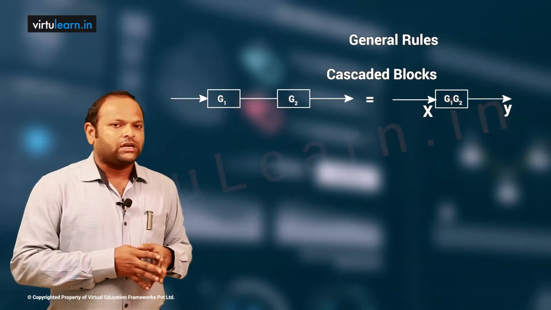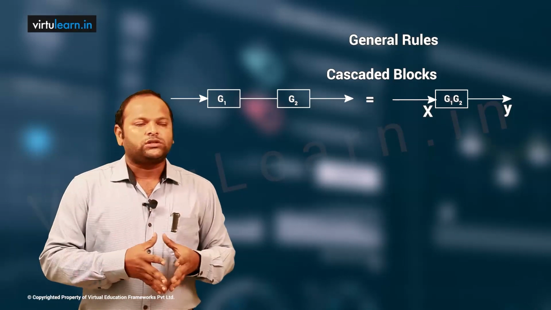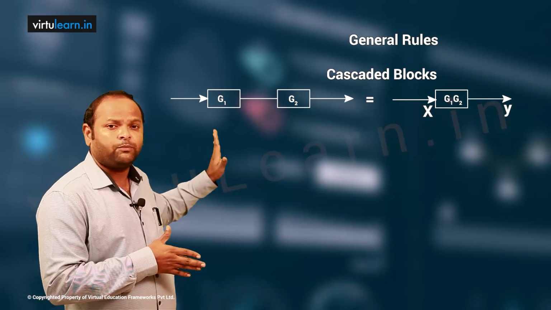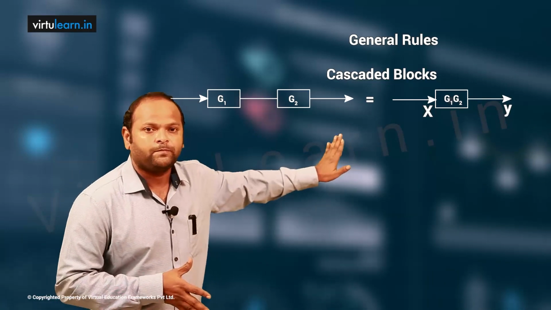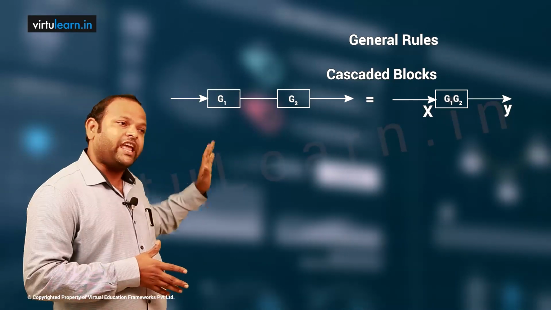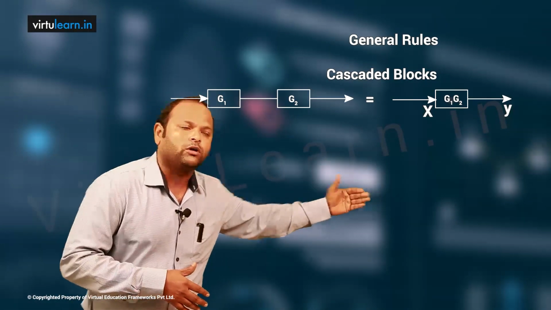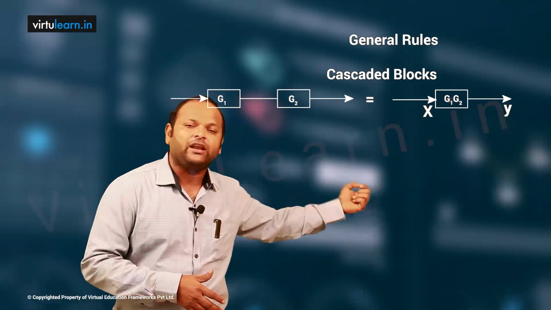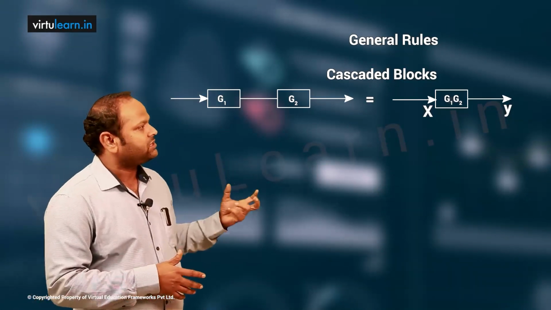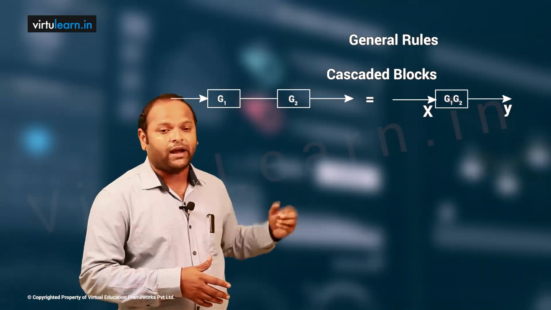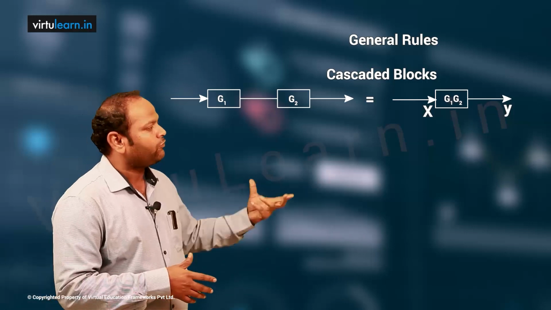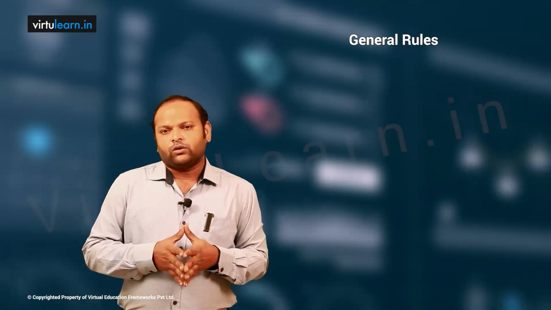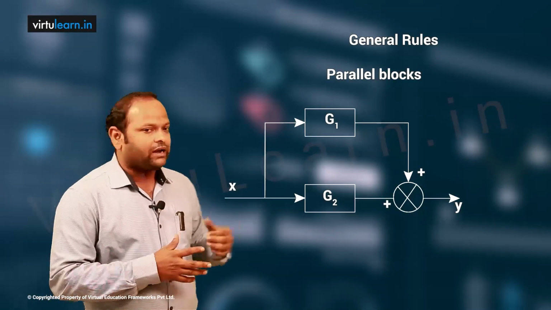The main logic in these rules is that before reduction, for any given input, whatever output you are getting, after reduction for the same input I should get the same output. Whatever you do in between, the output should be the same for any given input. Keeping this point in mind, we can develop any number of rules and reduce them. Now the second rule: when blocks are connected in parallel.